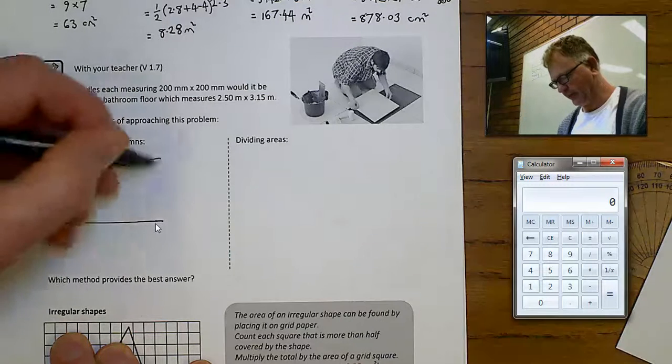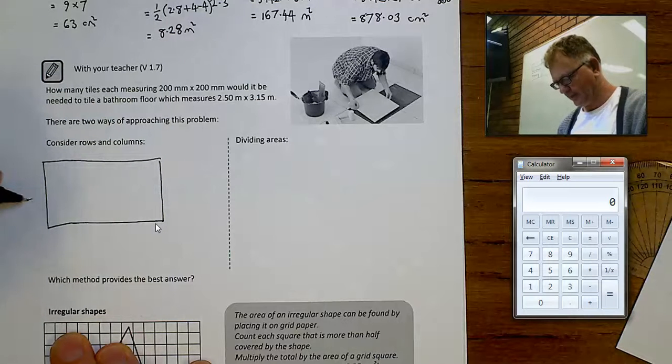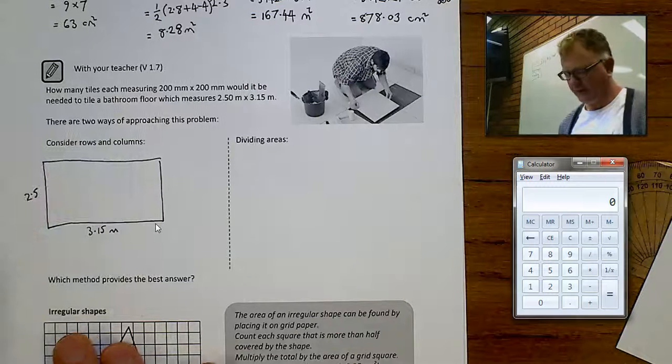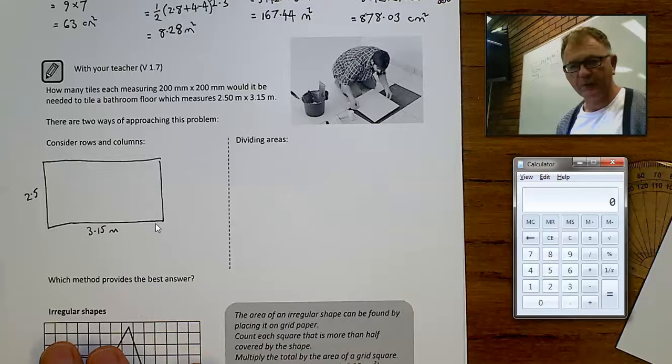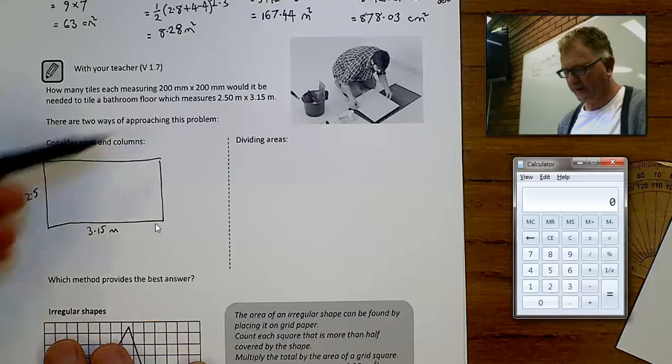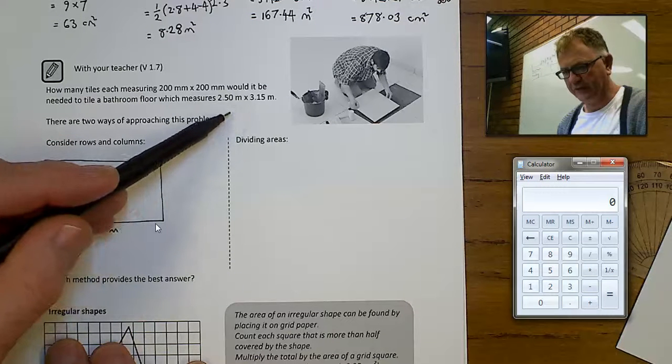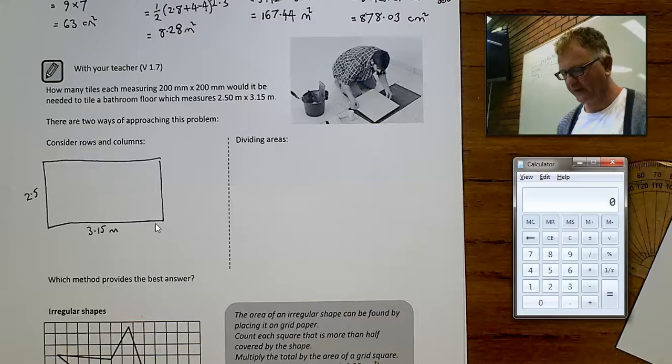So let's draw ourselves a little plan of the floor. 2.5 metres, 3.15 metres. Now, the tiles measure 200 millimetres by 200 millimetres. And one of the things I notice in this question, and it's quite important, is that the units used here are different from the units used here. So either we need to be thinking in metres or we need to be thinking in millimetres. Now I'm going to change it all to metres and think that way.